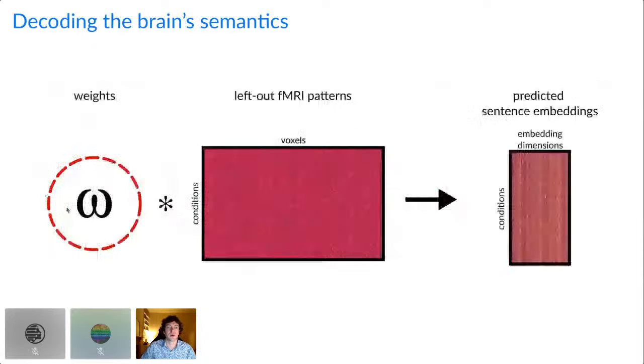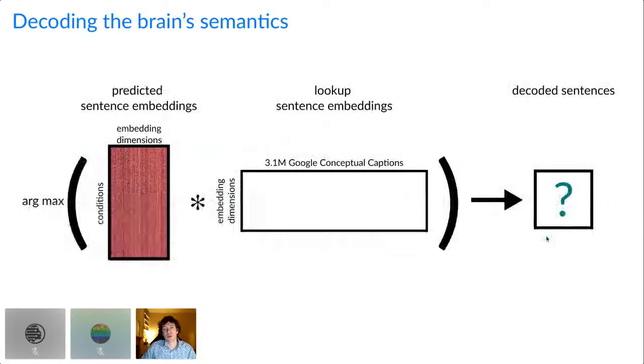Once we've found those linear weights, we can apply them to left-out fMRI patterns from images that haven't been used in training to find the linear weights. And this will give us predicted sentence embeddings. Once we have the predicted sentence embeddings, we just use a lookup strategy. We have 3.1 million Google Conceptual Captions and their embeddings, and we're going to try and find, from the predicted embeddings, which of the 3.1 million captions best resembles the predicted embedding for a given image. This gives us decoded sentences for the left-out images.